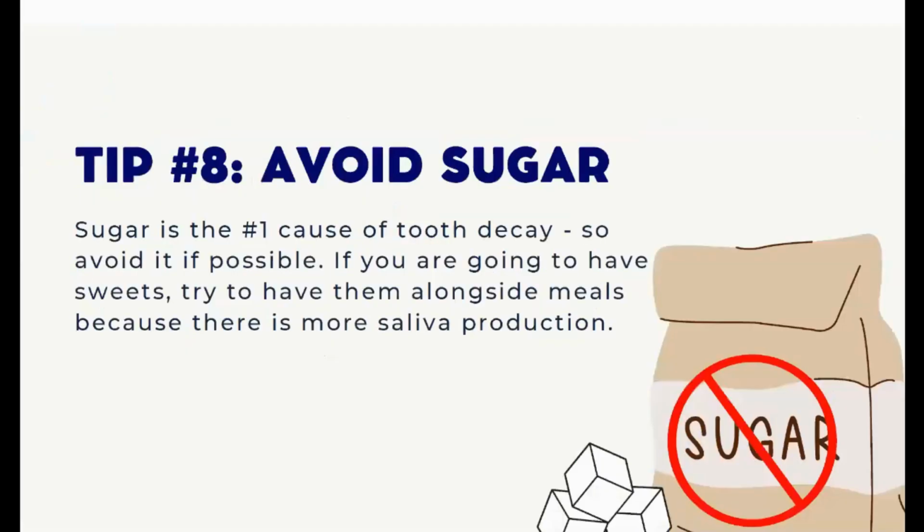Tip number 8, avoiding sugar. We all know that we love sugar. It's a hard one to avoid, but sugar is the number 1 cause of tooth decay, so avoid it when possible. Everything in moderation. If you're going to have sweets, try to have them alongside meals because there is more saliva production. Also, having the sweets with your meals will help neutralize things in your mouth. So we're not saying you can't have it. We're just saying if you are going to have it, try to limit it or have it with meals just to help your mouth out.